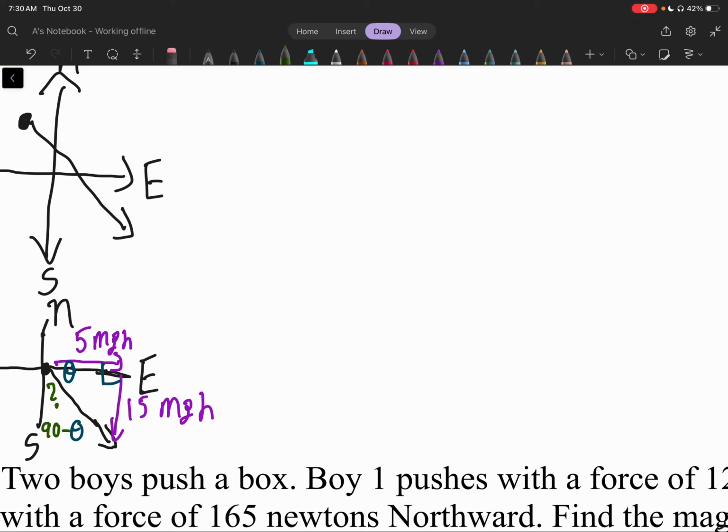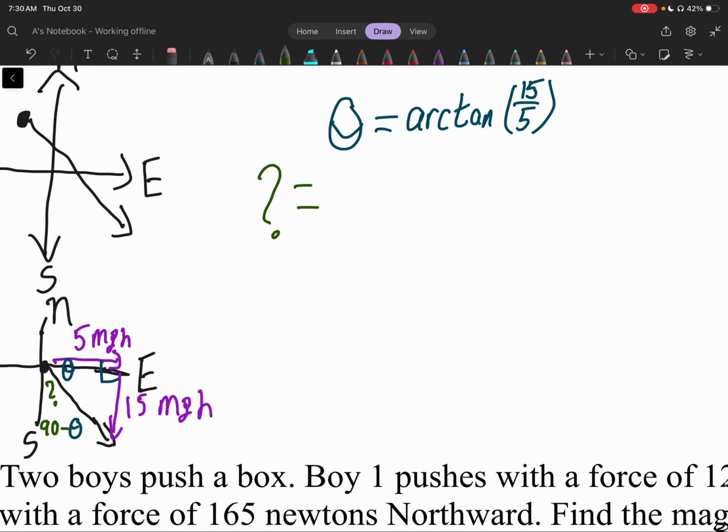So, theta is equal to the arc tangent, because I have opposite and adjacent, of 15 over 5. My question mark to answer the question is equal to 90 degrees minus whatever arctan of 15 over 5 is. So arctangent 3. You type this in a calculator, you're going to get a result of 18.4 degrees. This question is finished.